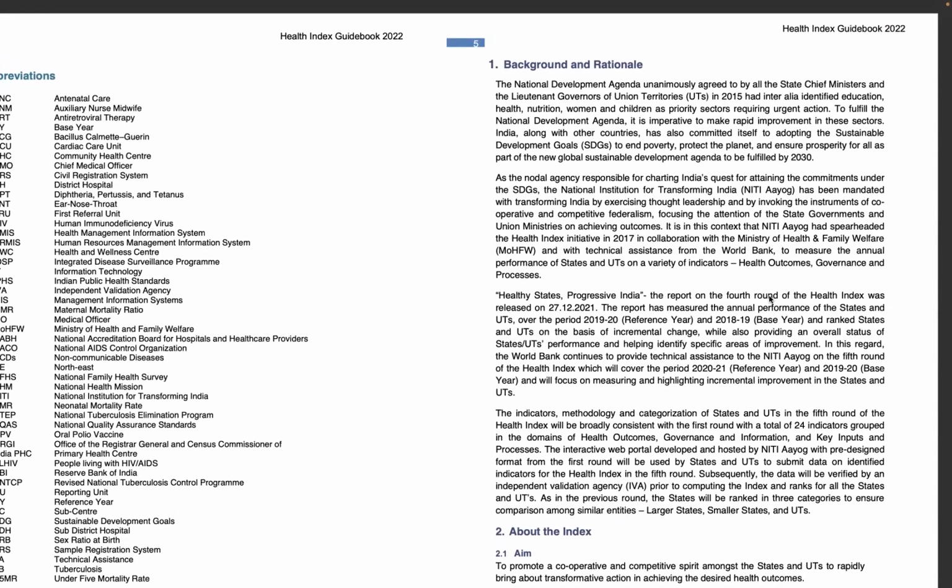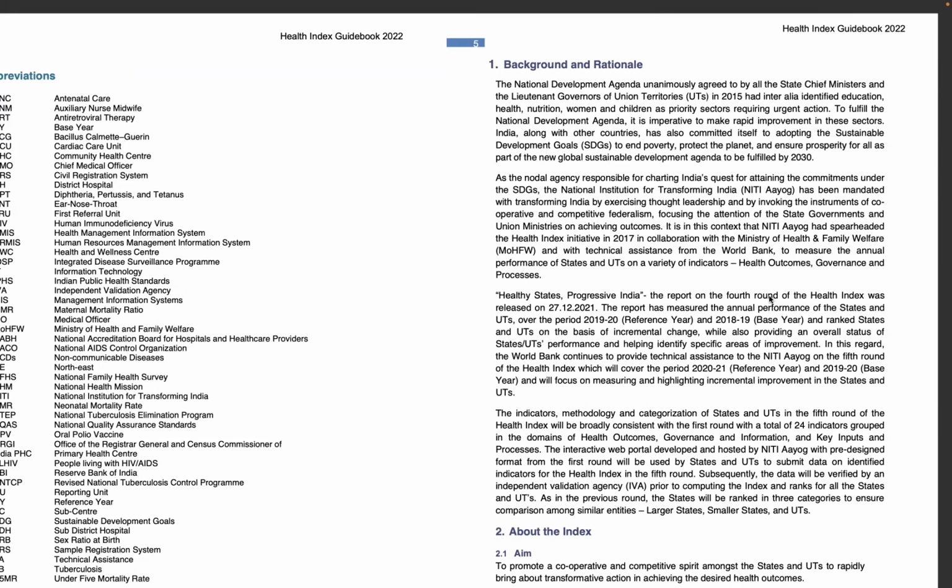So, governance and information, key inputs and process. The interactive web portal developed and hosted by NITI Aayog with pre-designed indicators for the health index in the 5th round. Subsequently, data will be verified by an independent validation agency. This got impaneled to the ministry, that is health ministry, and separately they too are doing this. They are computing this index.